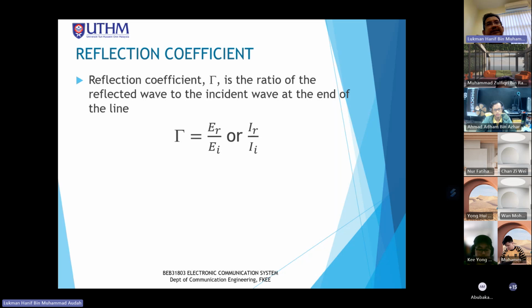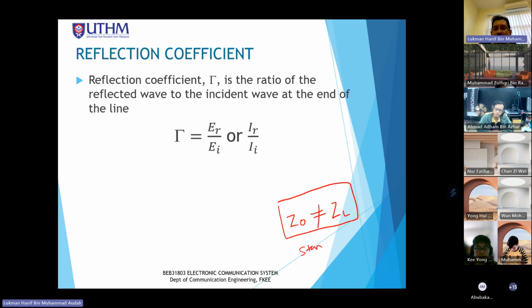So if standing wave happens, which means that the characteristic impedance is not equal to the load impedance. So when standing wave happens, we can measure some important parameters.